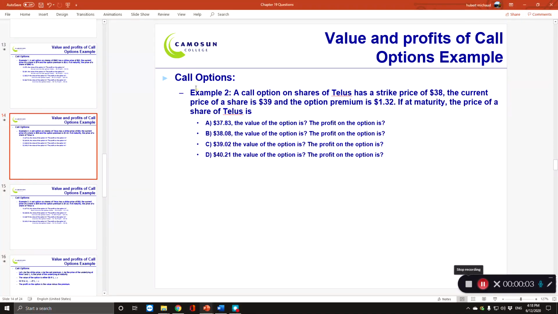Okay, the next video, I told you I would restart with my second example for call options. So we had call options for tier list. The strike price was 38. The price of the share is 39.